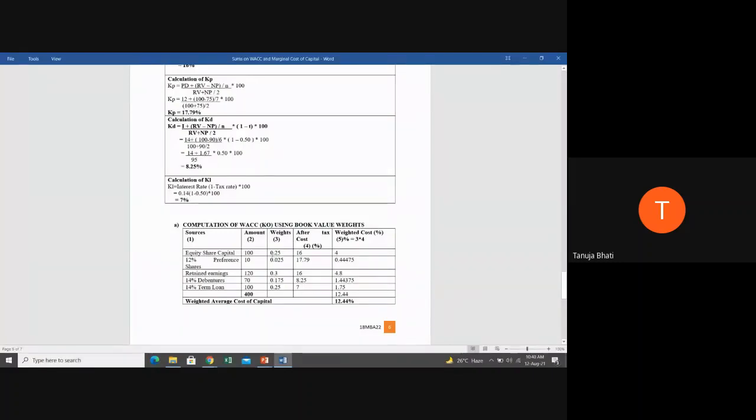So simply you multiply 0.25 into 16, then 0.025 into 17.79, then 0.3 into 16, because we know that KR is equal to KE, that is 4.8, then 0.175 into 8.25 and 0.25 into 7. When you take the total of all this, you get the weighted average cost of capital as 12.44%.